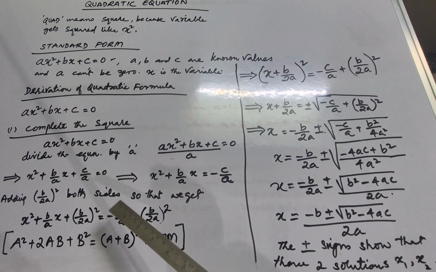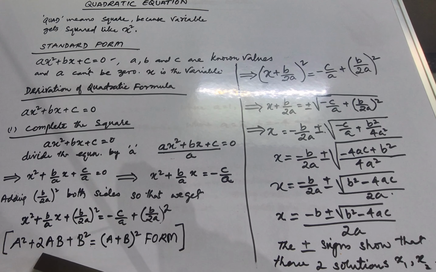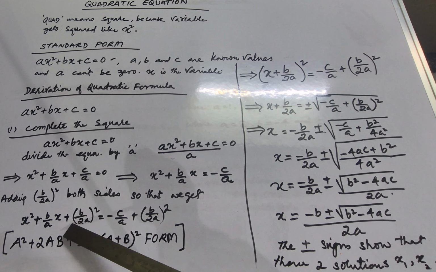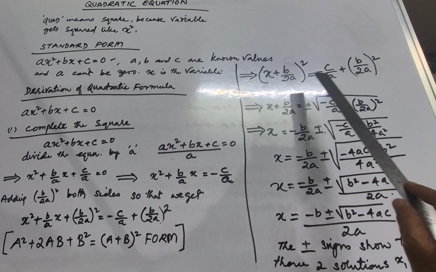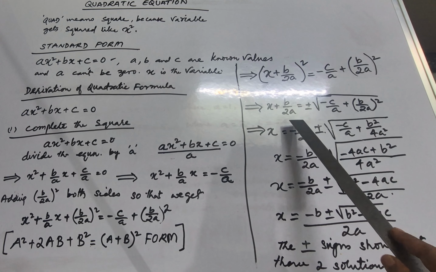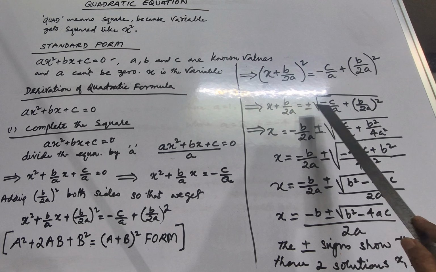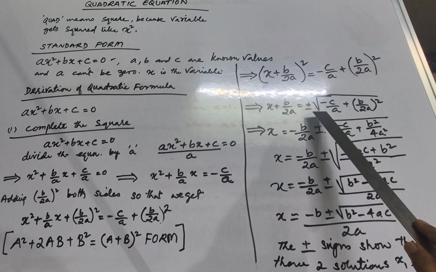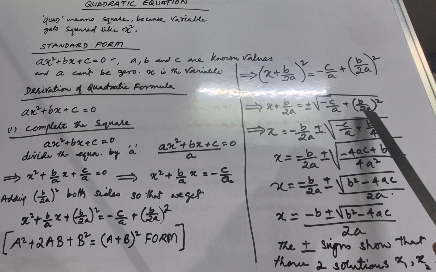So we want to convert this into the form a plus b whole square, because a square plus 2ab plus b square is equal to a plus b whole square. So this becomes x plus b by 2a whole square is equal to, the right hand side as it is. Now taking the square root, we get plus or minus under root minus c by a plus b by 2a whole square.